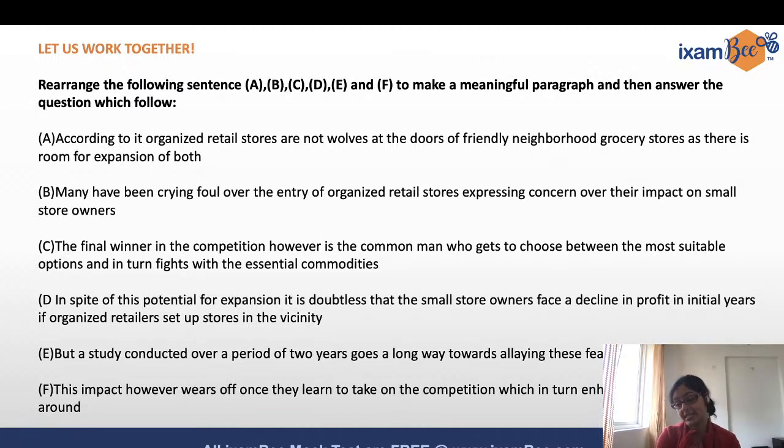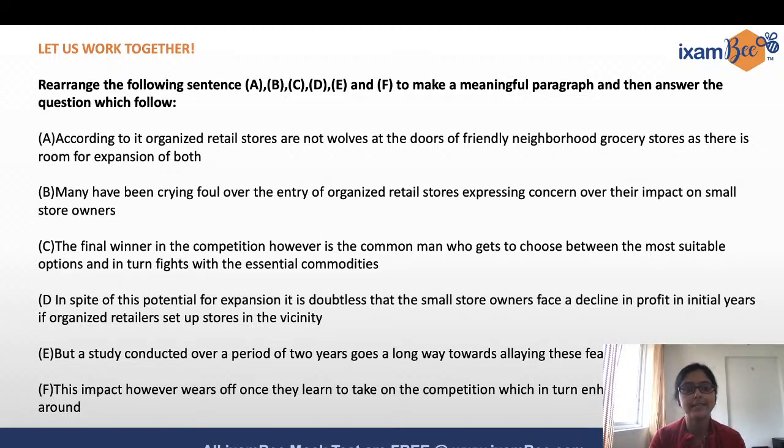Yes, Tejashwi, that's the reason I took up this topic and this passage, because this is a very, very confusing passage. And we know the last sentence will obviously be sentence C, right? The final winner in the competition, however, is the common man who gets to choose between the most suitable option and in turn fights with essential commodities. Yes? So what did we learn from this passage?